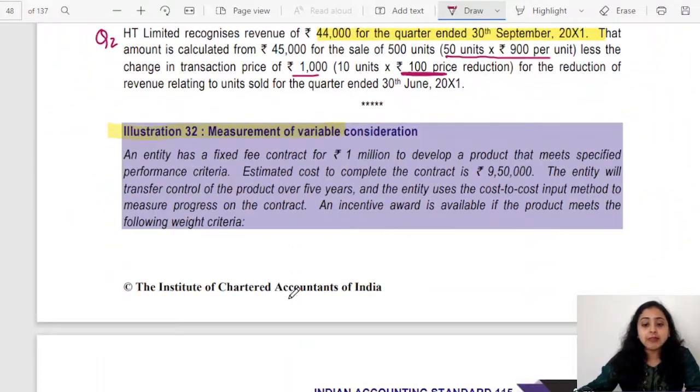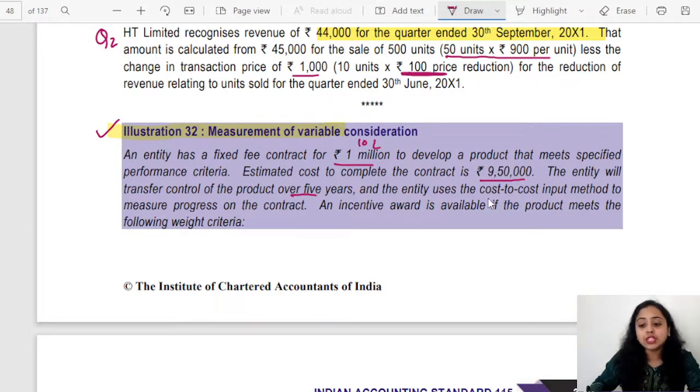Next, measurement of variable consideration. An entity has a fixed fee contract of rupees 1 million, that is 10 lakh rupees, to develop a product that meets specified performance criteria. Estimated cost to complete the contract is rupees 9,50,000. The entity will transfer control of the product over 5 years. After 5 years, they will be transferring the control.